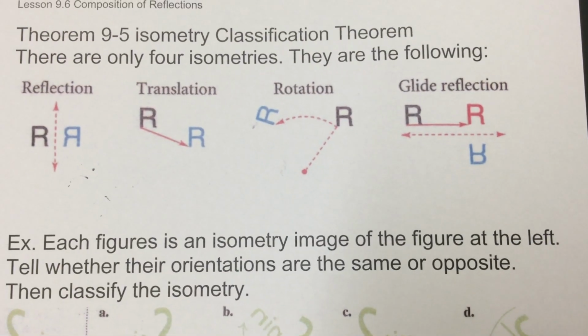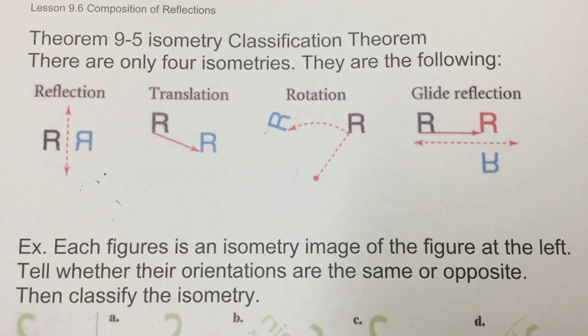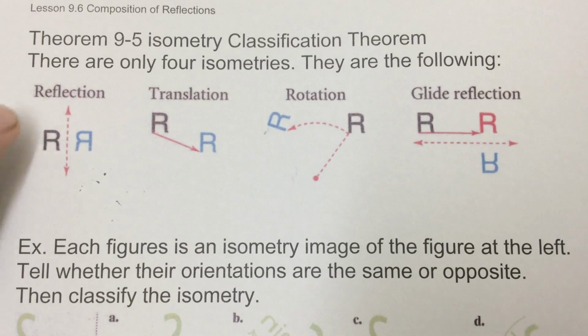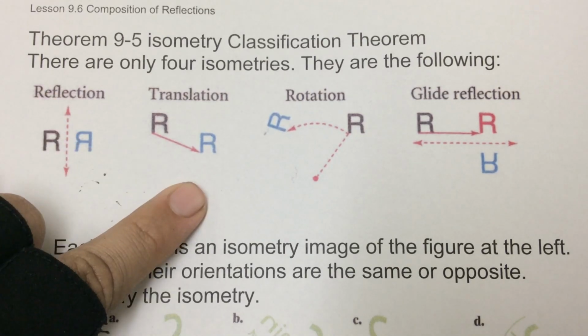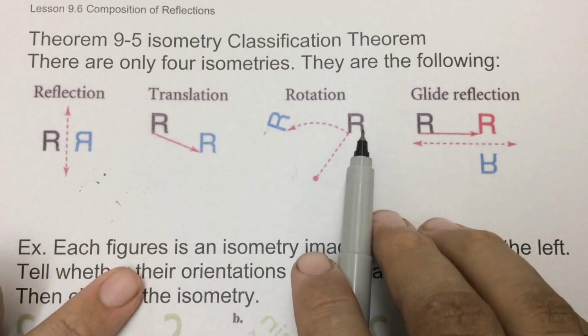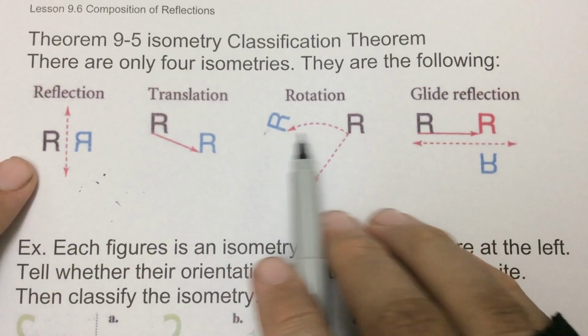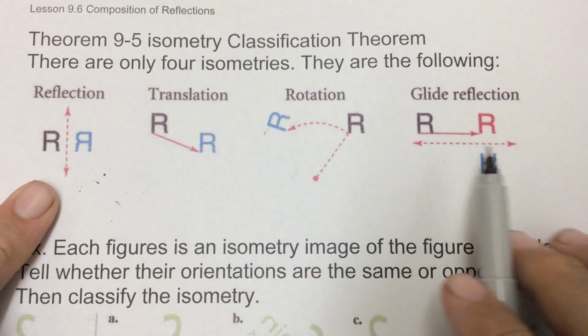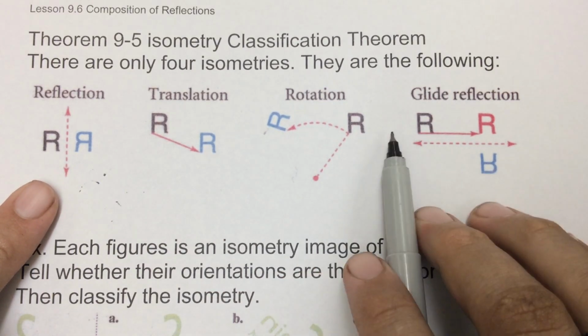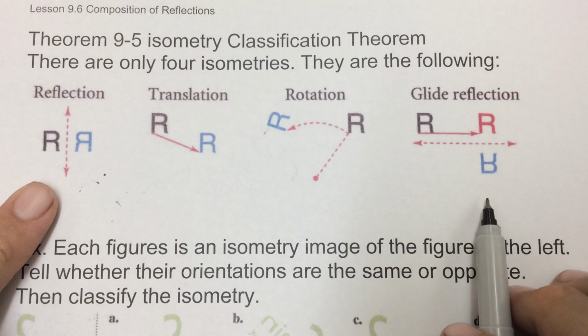So ways that we can do different isometries here. There's 4 different ones. So reflection, we take it, we flip it over a line. Translation, we take it and we slide it. And then rotation, we take it and then we rotate it. So these were the 3 that we have done earlier in chapter 9. And then glide reflections, what we just did. So we'd slide it and then flip it over.